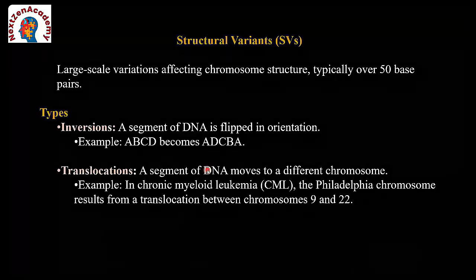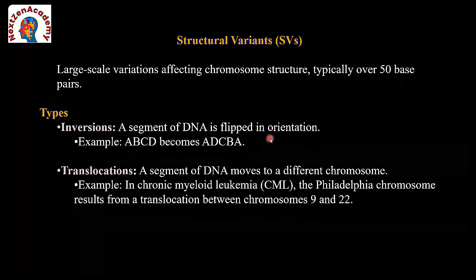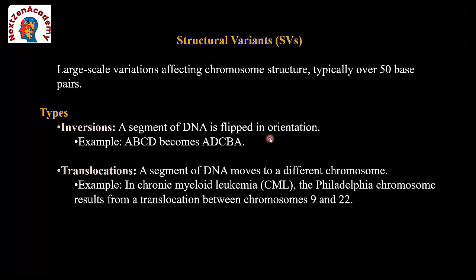If you take an example, chronic myeloid leukemia, that is called the Philadelphia chromosome, which results from a translocation between chromosome 9 and 22. That is completely changed. The segment is completely moved from chromosome 9 to chromosome 22.